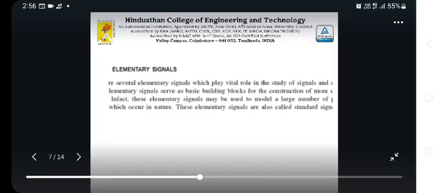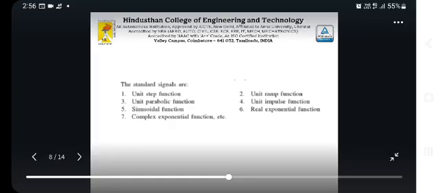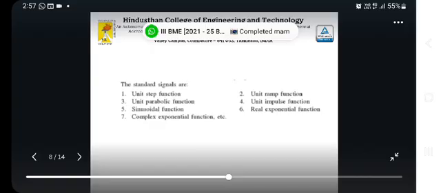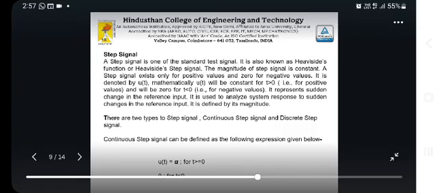Next one is elementary signals. The basic standard signals are the unit step signal, unit parabolic function, sinusoidal function, complex exponential function, unit ramp function, unit impulse function, and real exponential function. First, we will learn about the unit step signal. Unit step signal means u of t is equal to 1 for t greater than or equal to 0. Other than that, the value is equal to 0.